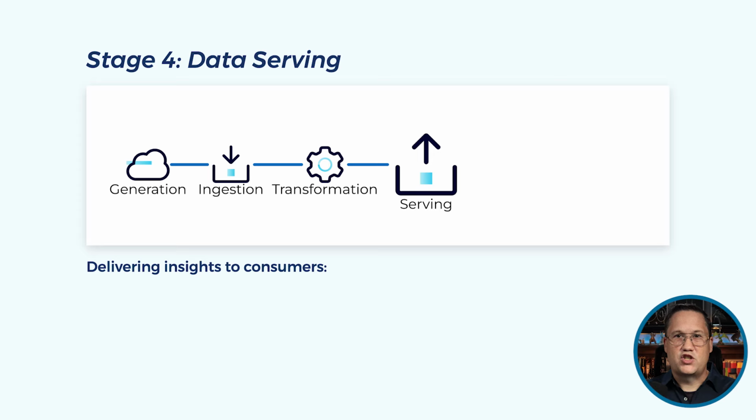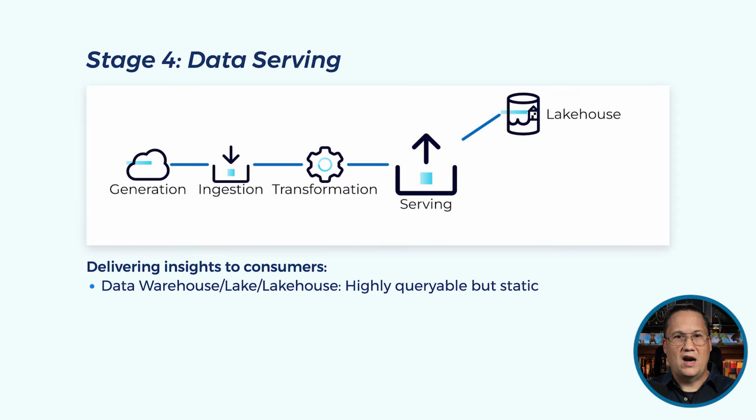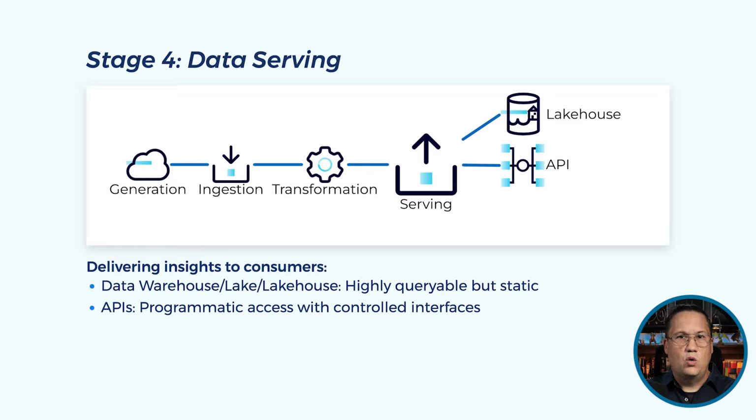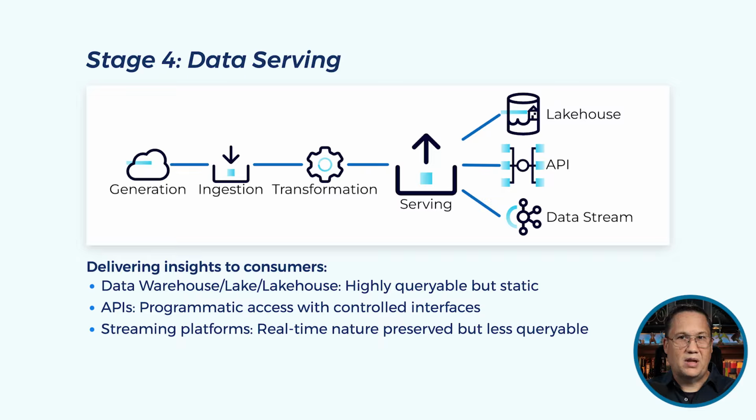The final stage is serving, where data is placed into a form that can be consumed by those who need it. We can serve data through data warehouses, lakes, or lakehouses. Just keep in mind that these often sacrifice the real-time nature of the data in return for giving us something that is highly queryable. Alternatively, we can expose data through APIs for programmatic access with controlled interfaces. Or we can use streaming platforms like Apache Kafka, which can help maintain the real-time nature of the data, often at the cost of being more difficult to query.